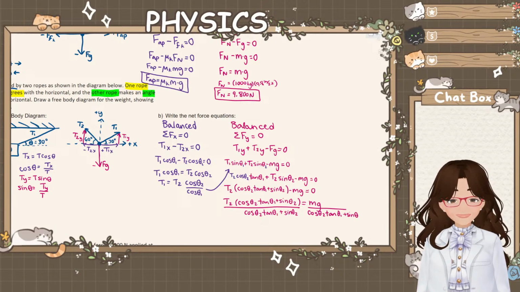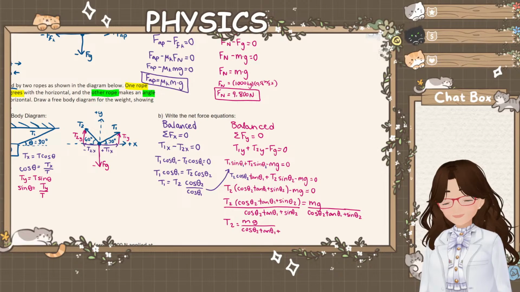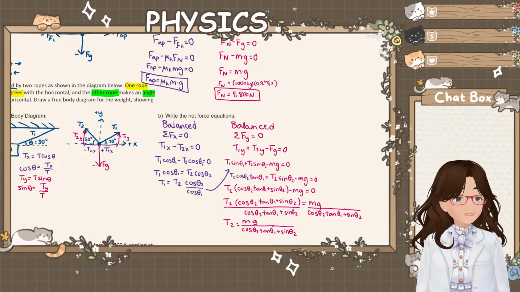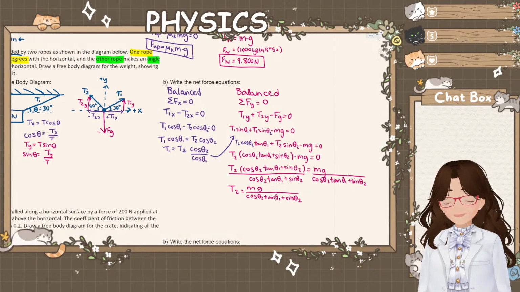And if you prefer to plug in the numbers already, you're always more than welcome to. Okay. And this lovely statement right here may be a solution that you're asked to find. What is the tension in object 2? In the rope, the second rope, right?